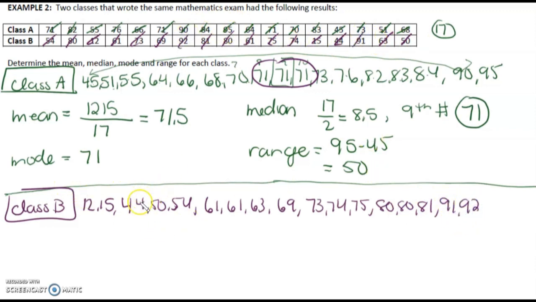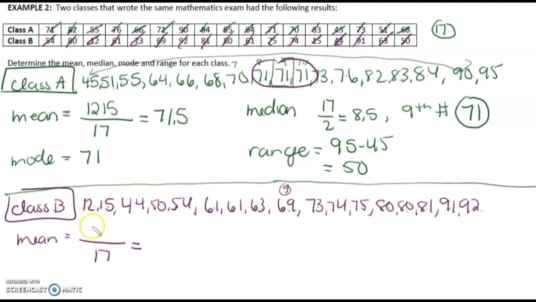And I'm going to recount these just to make sure there's 17. 1, 2, 3, 4, 5, 6, 7, 8, 9. By the way, I remember the ninth one was the middle number. 10, 11, 12, 13, 14, 15, 16, 17. Nope, we're good. So again, for the mean, I'm not going to rewrite this, but I'm going to add these all up and divide it by 17.